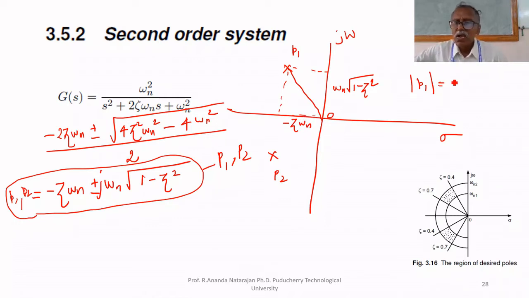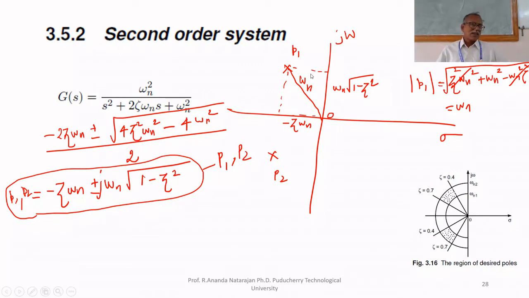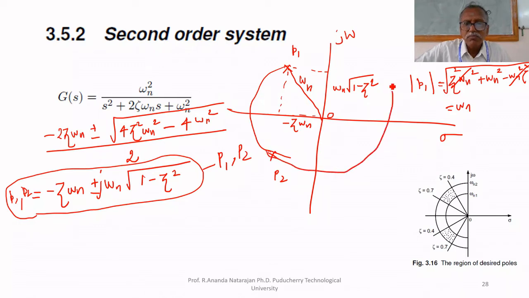We can say that the distance from origin, that is modulus of P1, equal to square root of zeta square omega n square plus omega n square minus omega n square zeta square. These two get cancelled, that is equal to omega n. Therefore, the distance from the origin is omega n. If you draw a circle of radius omega n, this will pass through P2. You will get like this.